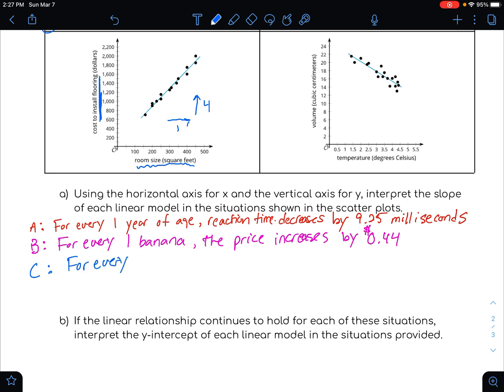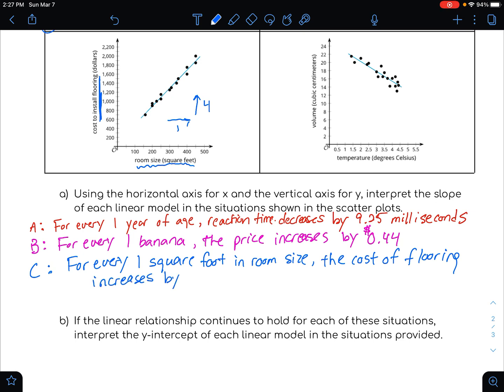For every 1 square foot in room size, the cost of flooring increases by $4. Another way of saying that maybe is that the price of flooring is $4 per square foot. That might be a simple way of thinking about that.